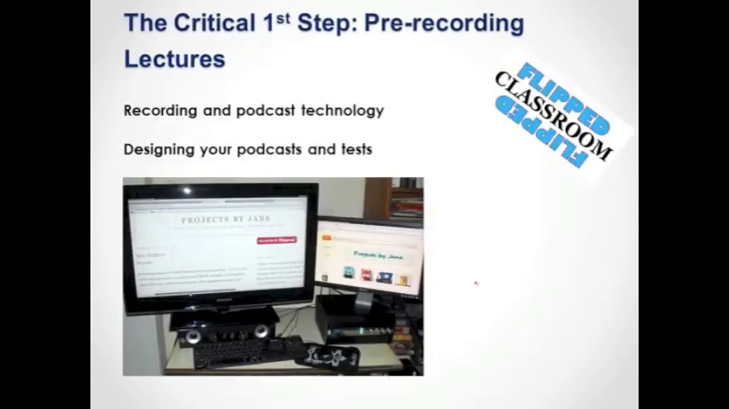So to get started, there are 2 steps. The first one is the podcast and the actual recording technology. We can help you with that. The second part is you'll find you need to redesign your lecture slides and typically make them shorter than what you would deliver in class. And it also makes a lot of sense to design short tests while you're creating your podcasts.